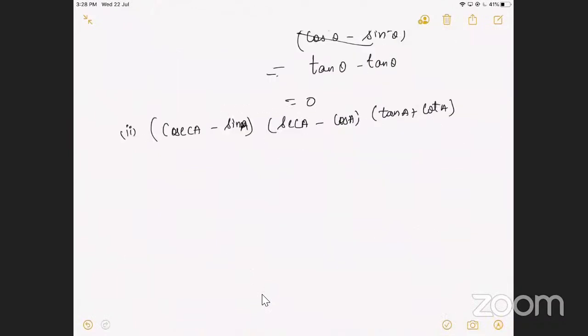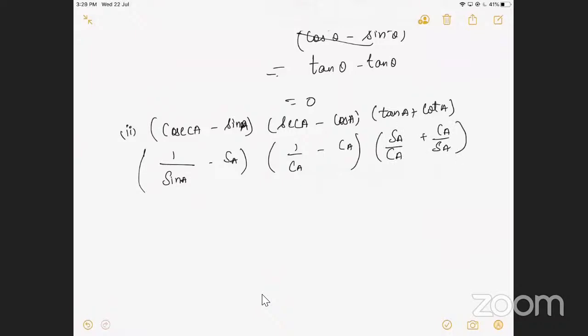Yes, sir. In the first bracket it will be 1 upon sin A minus sin A, then 1 upon cos A minus cos A, and tan A plus cot A. I've done some different method. Sir, write tan A as sin A upon cos A plus cos A upon sin A.